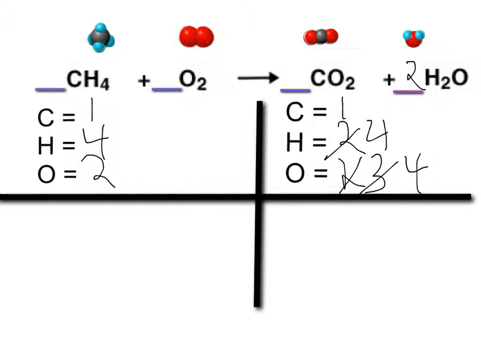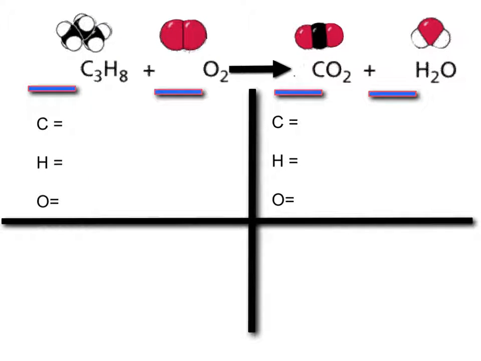So now your hydrogen is all balanced out, but your oxygen isn't. Well, that's easy. All we have to do is add a 2 in front of the oxygen on the left side, which will give us 4 oxygen.